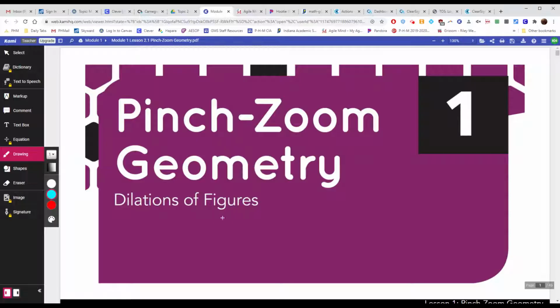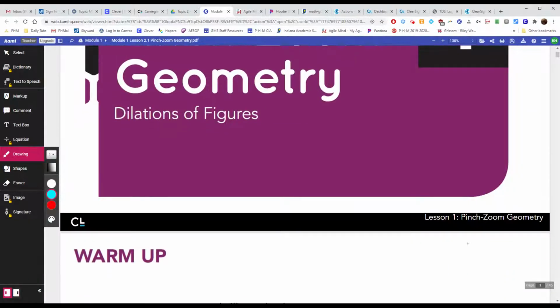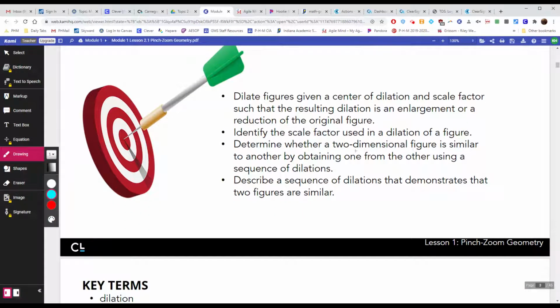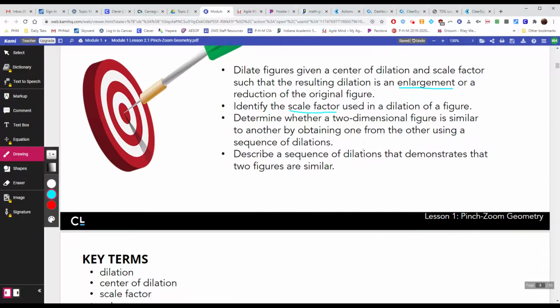I would also suggest maybe pausing from time to time and trying to do the problems on your own during these videos and then checking answers with me by unpausing the video. We're going to talk about dilations of figures. We're really going to focus on dilating figures given a center of dilation and a scale factor such that the resulting image or dilation is an enlargement in this video. We're also going to touch on what this scale factor is. So we're really talking about these top two bullet points in this video.